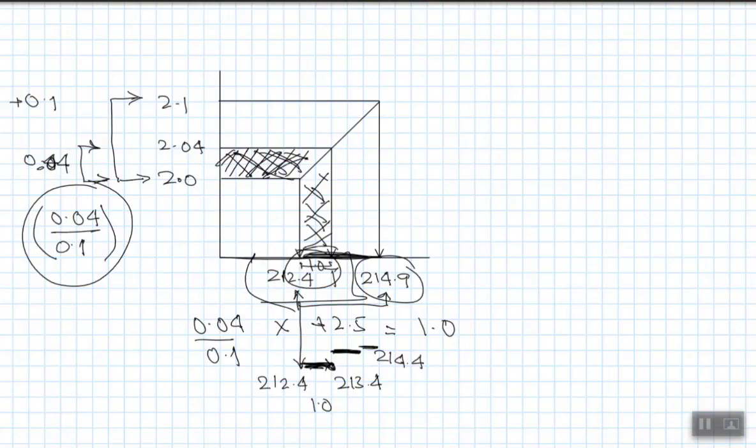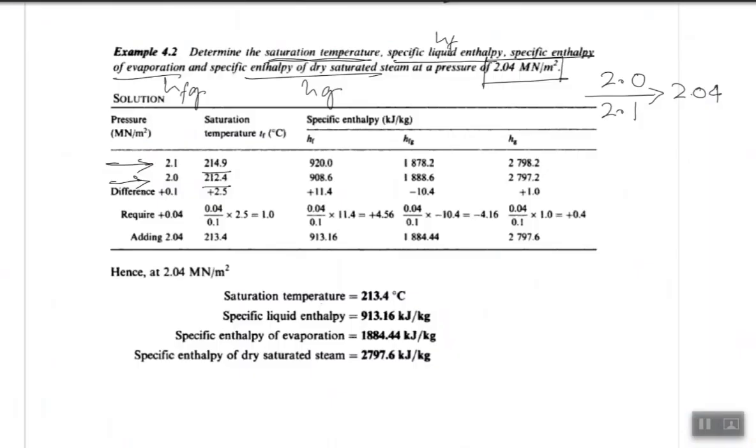Let me show the tabular method now. We have got this value, 14.9. The total difference is 2.5. The difference between them is the total difference. The pressure is 0.1, the required is 0.04. So the percentage required is 0.04 divided by 0.1. Multiply this percentage by the difference, you will get the value, and add the value to this one, not this one, sorry. Add the value to this one. You will find the value, which is 213.4.